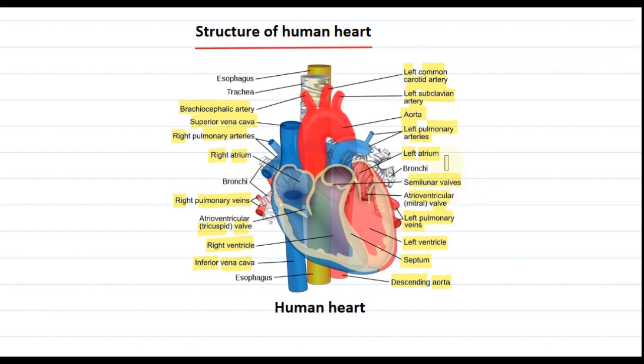Then after the semilunar valve, there is the left subclavian artery, which is the 5th branch of the aorta. Then there is the left common carotid artery. So they are large elastic arteries that provide the main blood supply to our head and neck. So these are various parts of the human heart.